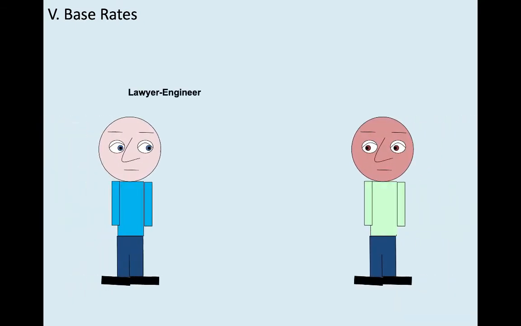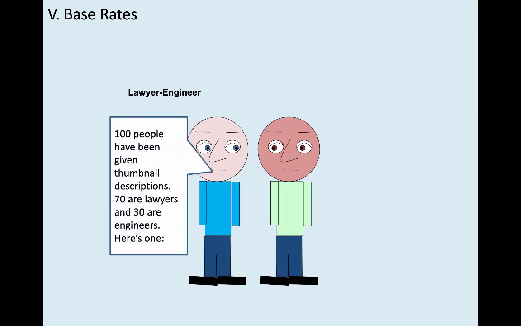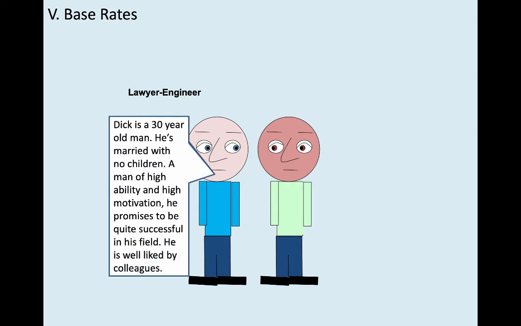So we're going to start with a very, very simple problem. And the problems will get more complex as we go along, but we're going to start with a very, very simple problem. So here's the simple problem. You have two people here. The one talking is, let's say, the experimenter, the scientist conducting an experiment to see how subjects will behave. And she says, 100 people have been given thumbnail descriptions. That means just like short little descriptions. 70 of them are lawyers and 30 of them are engineers. Here's one of those descriptions.